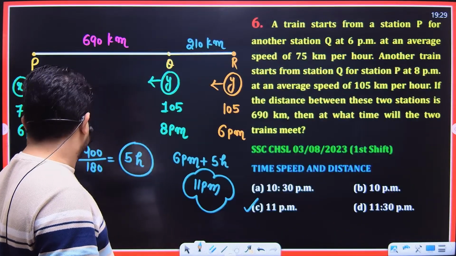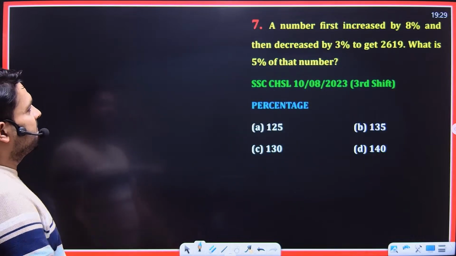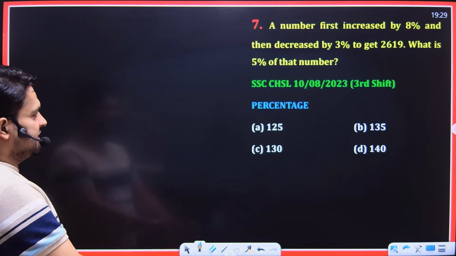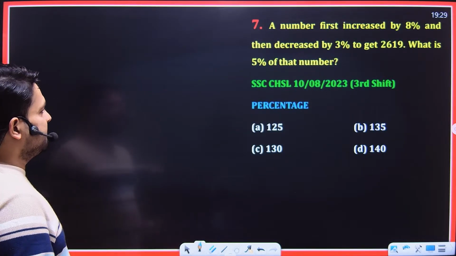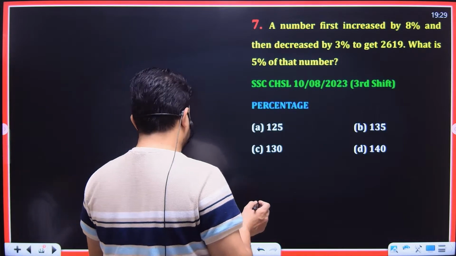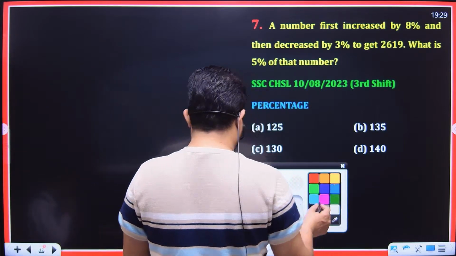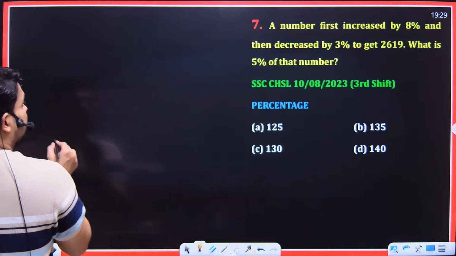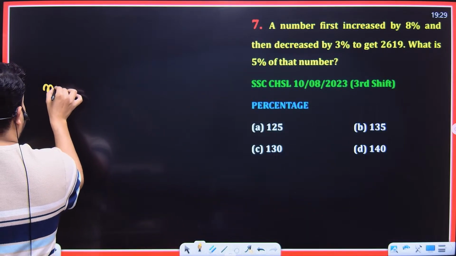Question number 7. A number is first increased by 8% and then decreased by 3%. To get 2619, what is 5% of that number? So, again, a calculative question is here. Suppose a number m is here.